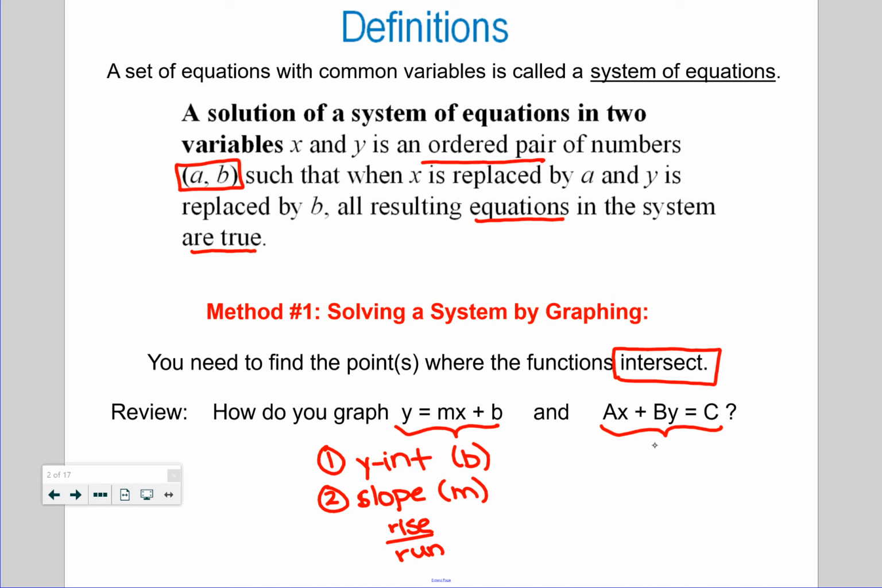The second equation is what we called standard form. And the best thing to do if you're given an equation in standard form is to get the y alone, so isolate it. And then from there, when your y is alone, you'll have slope-intercept form, so you can graph using the slope and y-intercept.